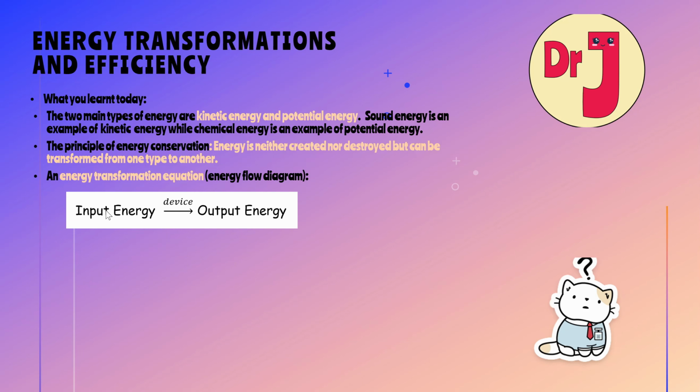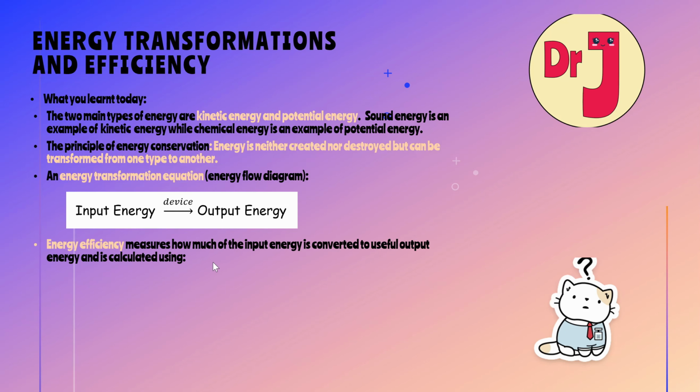Input energy is written on the left, output energy on the right, and the device doing the transforming is written over the arrow. Energy efficiency measures how much of the input energy is converted to useful output energy and is calculated using energy efficiency is equal to useful output energy divided by the input energy times by 100%.